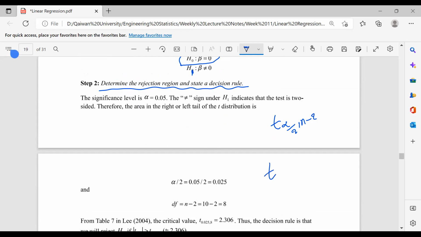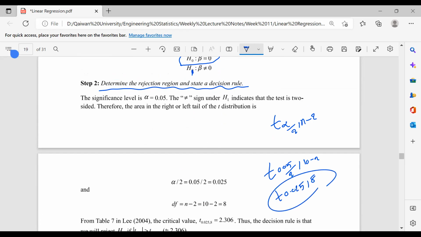We get t of 0.05 over 2 and n minus 2, which is 10 minus 2. 0.05 divided by 2 is t of 0.025 and 8. We find this from the table.